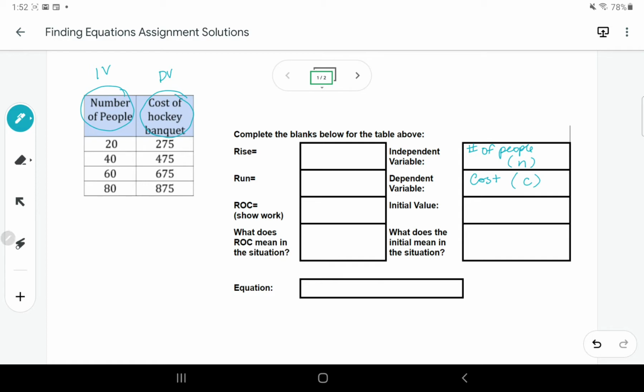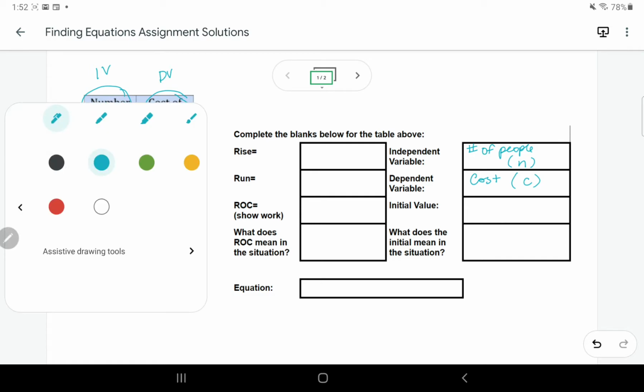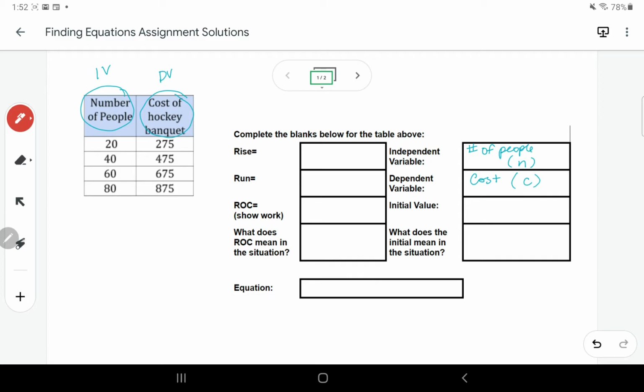Now the next thing we need to do is find the rate of change, and we'll figure out what the rise and the run are, and then figure out what the rate of change means here. So remember that you can choose any two pairs as long as you choose the same numbers from the same row for the rise and for the run. So I think I'm going to choose these ones.